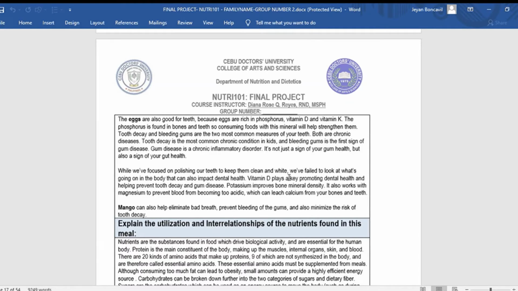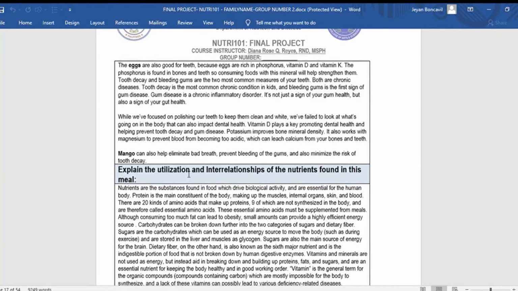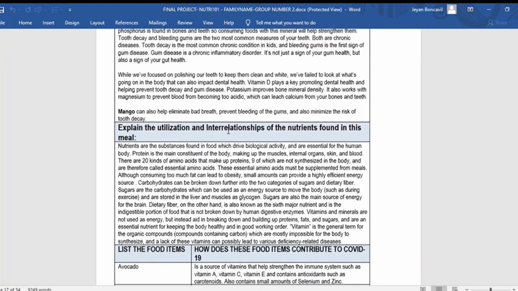Vitamin D plays a key role in promoting dental health and helping prevent tooth decay and gum disease. Potassium improves bone mineral density. It also works with magnesium to prevent blood from becoming too acidic, which can leach calcium from your bones and teeth. And it can also eliminate bad breath, prevent bleeding from the gums, and also minimize the risk of tooth decay. So the utilization and interrelationships of nutrients found in this meal.